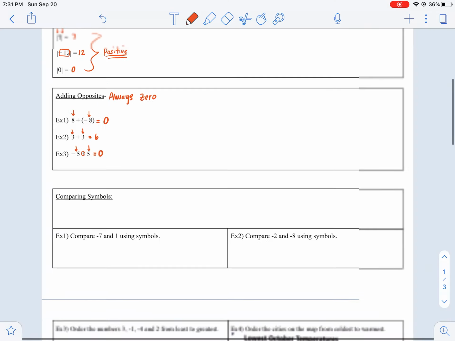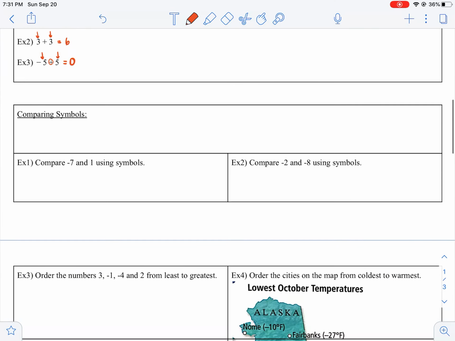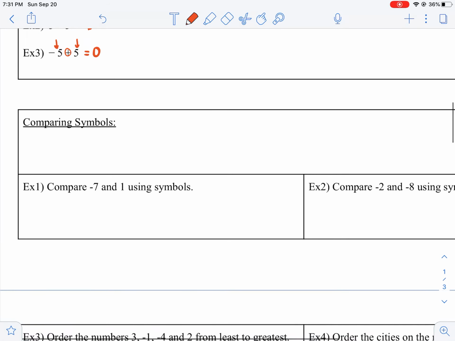And then we're going to get to comparing. So in comparing, we have comparing symbols. We have greater than, less than, greater than or equal to, less than or equal to, and we also have equal to. Okay, so we're going to compare -7 and 1.